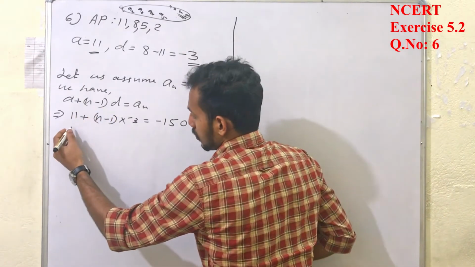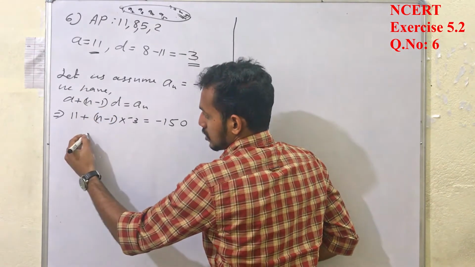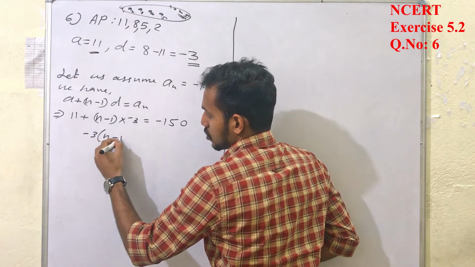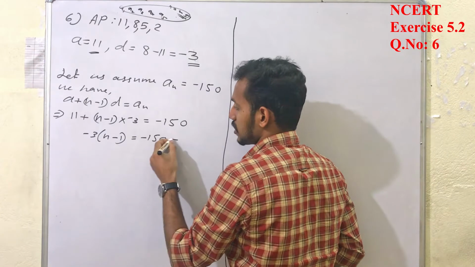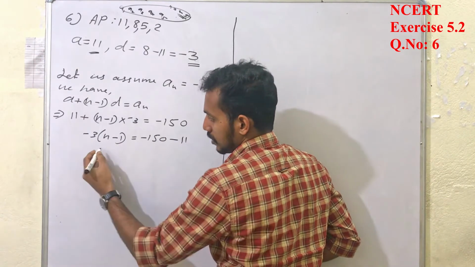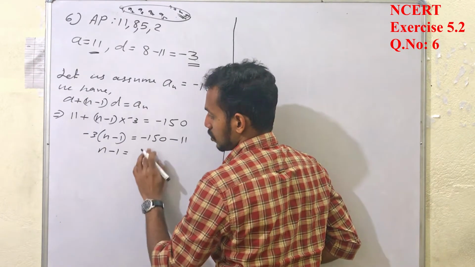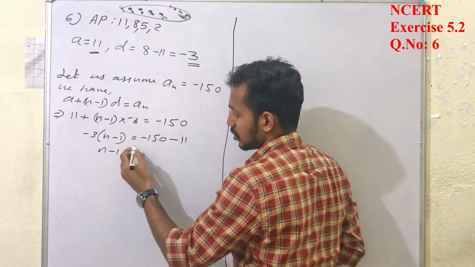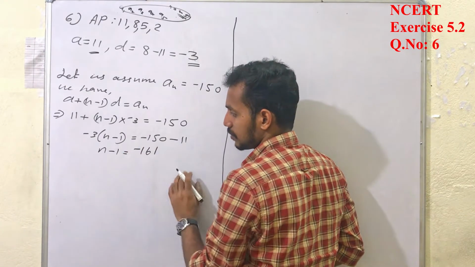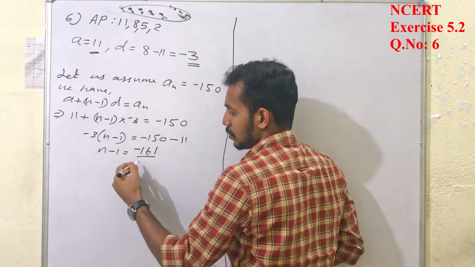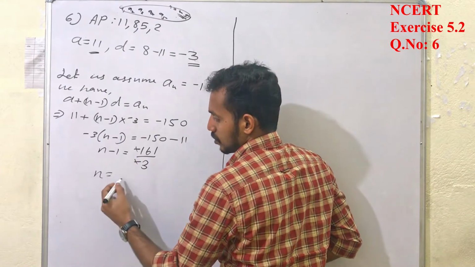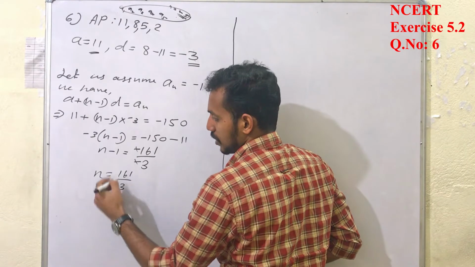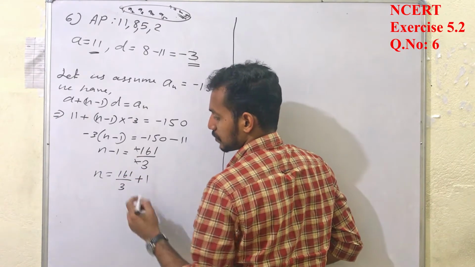Then minus 3 into n minus 1 is equal to minus 150. This 11 taken to the right side will be minus 11. Then n minus 1 is equal to minus 150 minus 11, which is minus 161, divided by minus 3. Minus minus cancelled. n is equal to 161 divided by 3, plus 1.